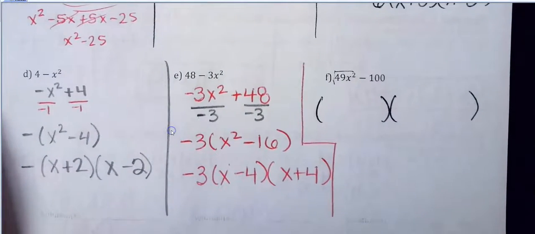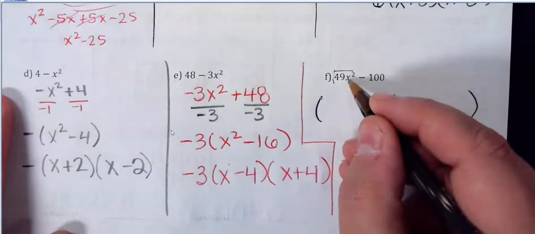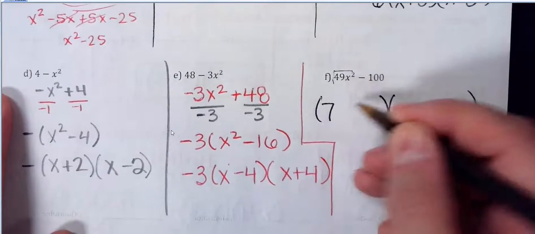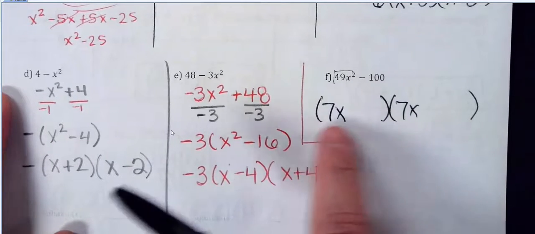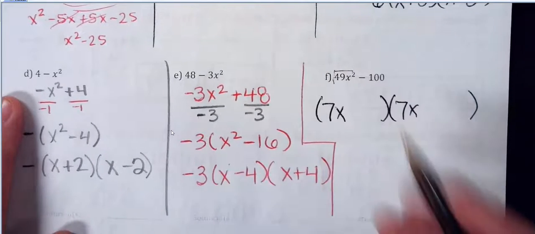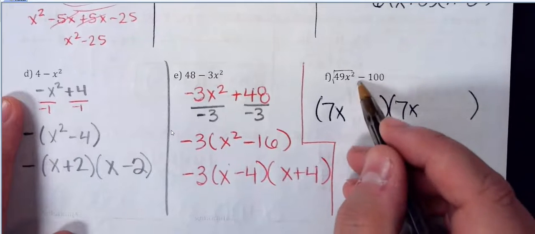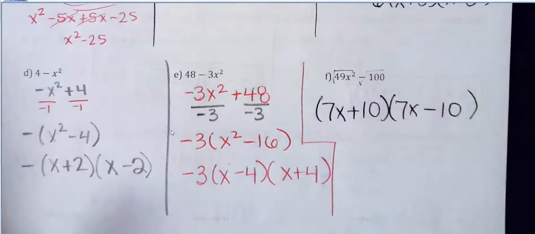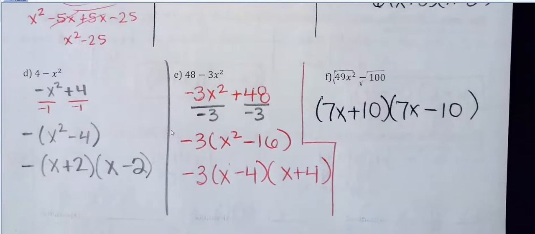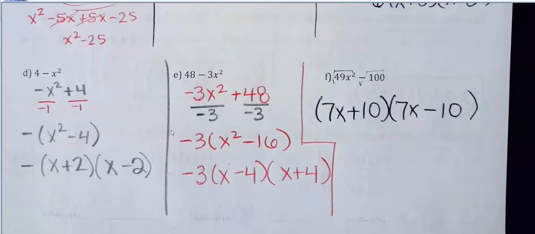Both of these guys are perfect squares. The square root of 49 is 7, square root of x squared is x. So both of these would start with 7x. 7x times 7x would give you back the 49. And then 100, the square root of 100 is 10. So one of these is a plus 10, one's a minus 10. 10 times 10 would give you back the 100, or it'd be negative 100. The middle term would cancel out. So that's really tricky, but you're looking for a perfect square there. So you can take the square root of that first term, square root of that second term.